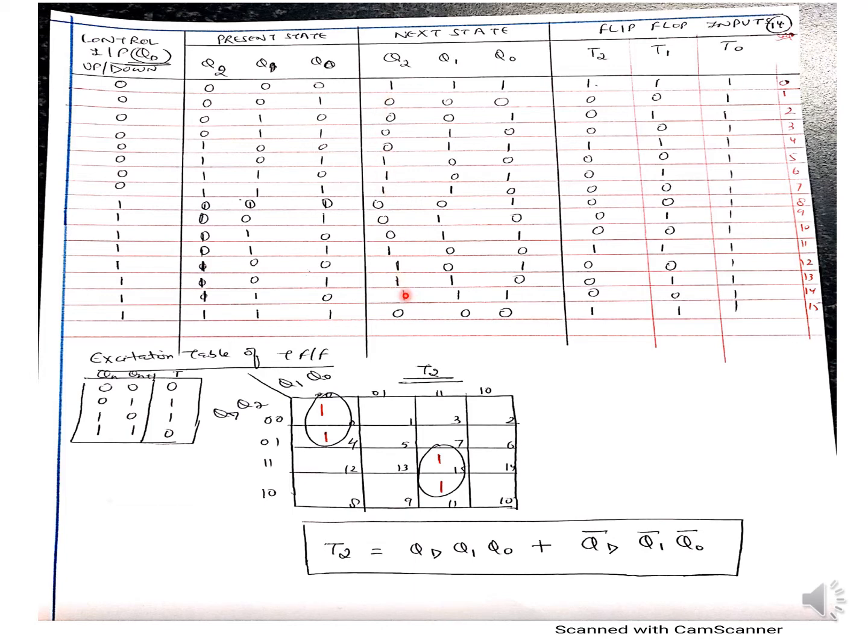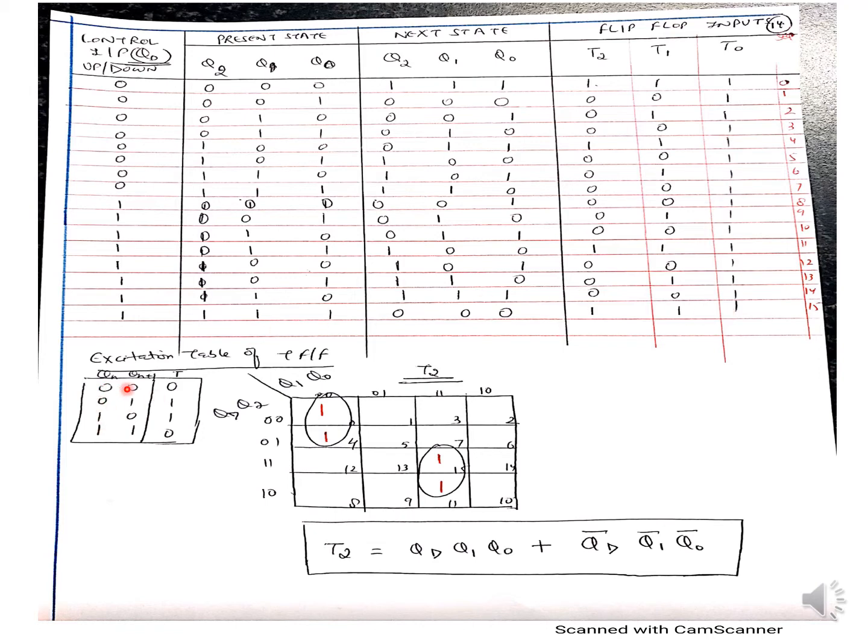This is the ascending order. Okay, you all know now how to fill this flip-flop inputs, T2, T1 and T0, as we did in the JK flip-flop. This is my excitation table here. This is my excitation table.